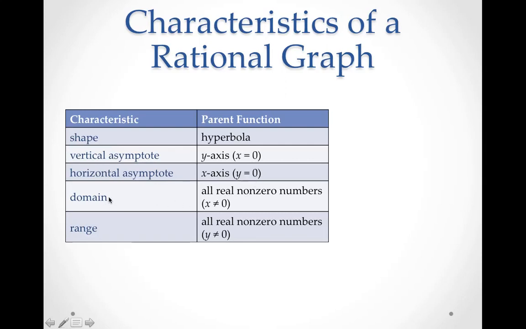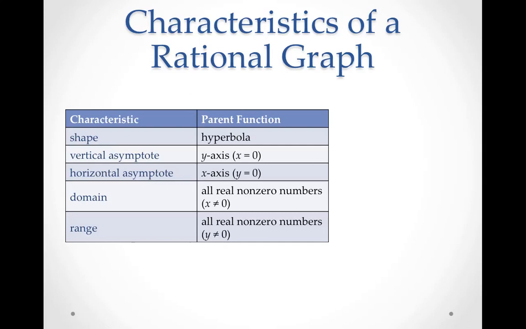That means that the domain is going to be all numbers except wherever the asymptote is. So wherever the vertical asymptote is, that value of x cannot be in our domain. One way to say that is all real non-zero numbers, or an easier way to do that is to just say x is not equal to 0. Similarly with the range, we can have any number except for the value where our horizontal asymptote is. So in this case, that's going to be 0, so y cannot equal 0 for the range as well.